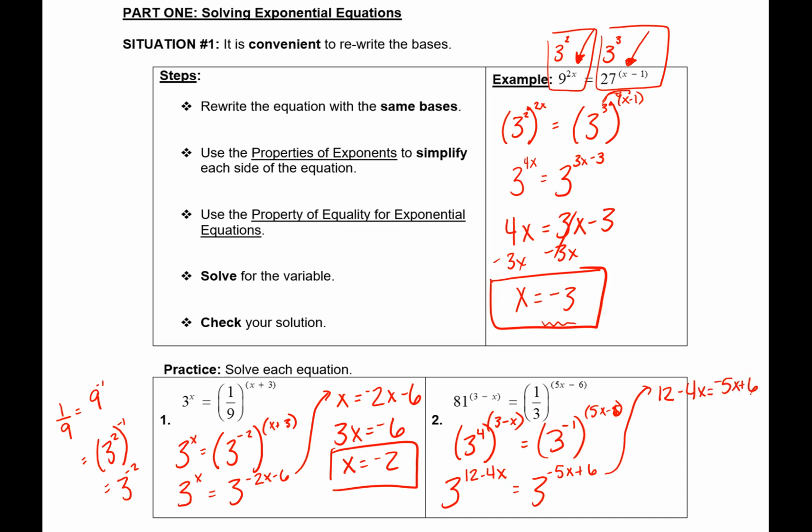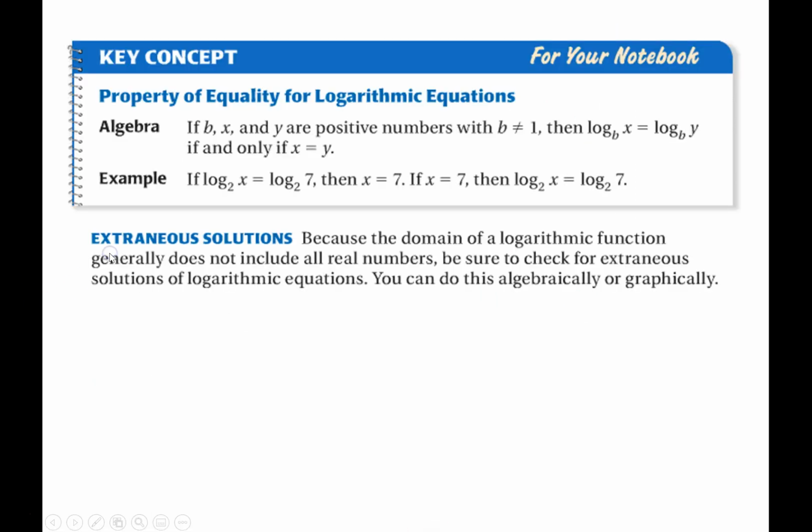From there, I am combining like terms, so I'm going to add 5 because that gives me x on this side. I'm going to subtract 12. That gives me negative 6 for my final answer. Okay, so let's go on to a second situation.